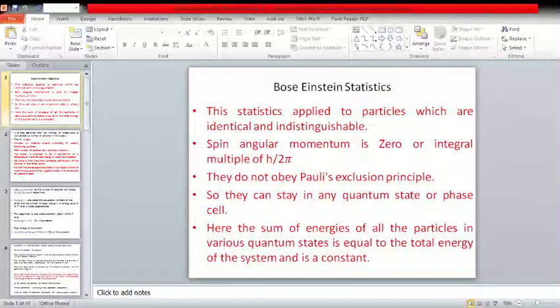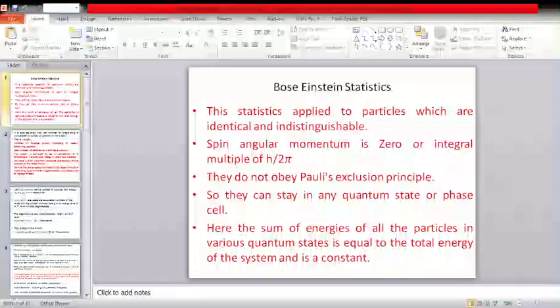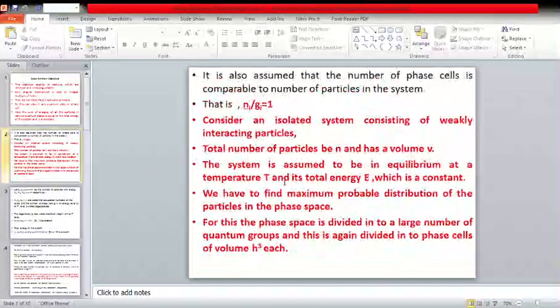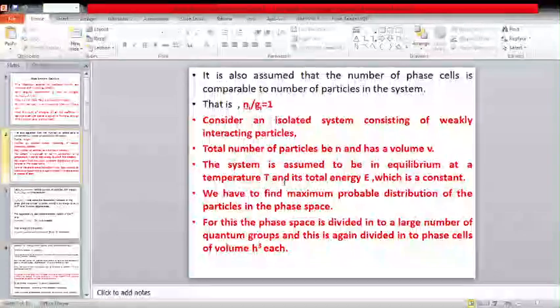Here the sum of energies of all the particles in various quantum states is equal to the total energy of the system. It is also assumed that the number of phase cells is comparable to the number of particles in the system, that is Ni by Gi equals 1.